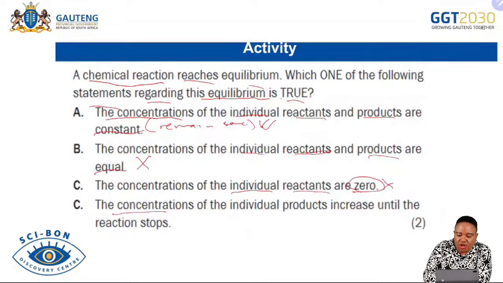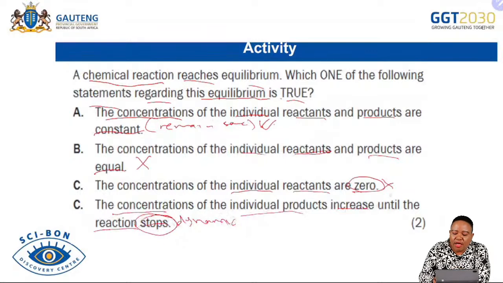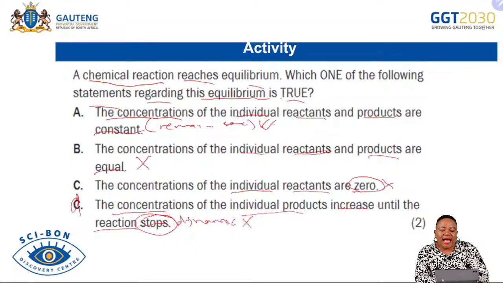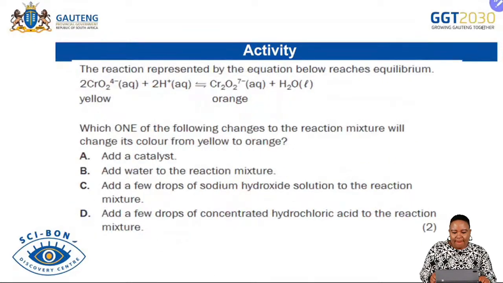And then the concentration of individual products increases until the reaction stops. Definitely the reaction is dynamic. We know that the reaction is dynamic. It doesn't stop. So to say the reaction stops is an outlier. It is totally incorrect. This is number D. So the correct answer is that the concentrations of the individual reactants and products are constant, because we know that at equilibrium, the concentrations of the products and the reactants remain constant.